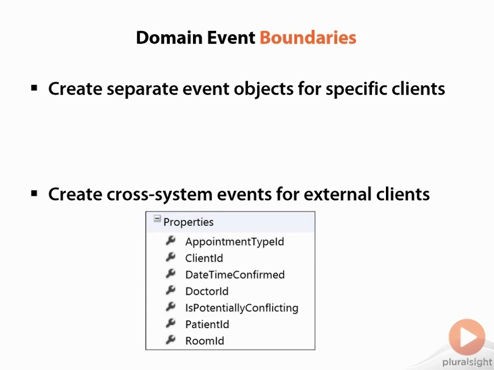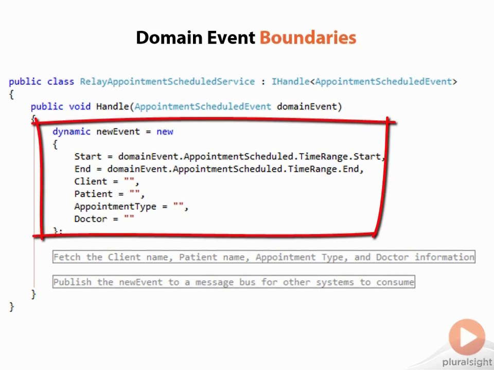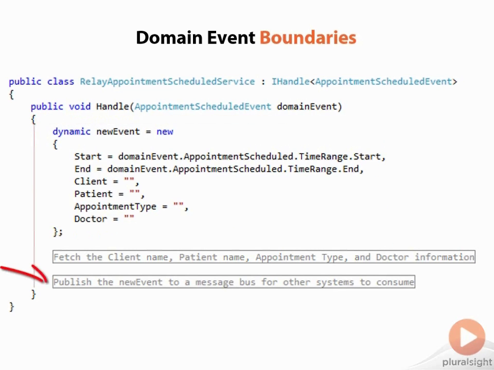To avoid this, we can handle the domain event within our domain, for instance in a service like this one, and expose a different event to external systems via some kind of messaging infrastructure. In this example, you can see that we are creating a custom event using a dynamic type, and we are populating it with the actual details from the appointment. Then we are publishing this message for external consumption.